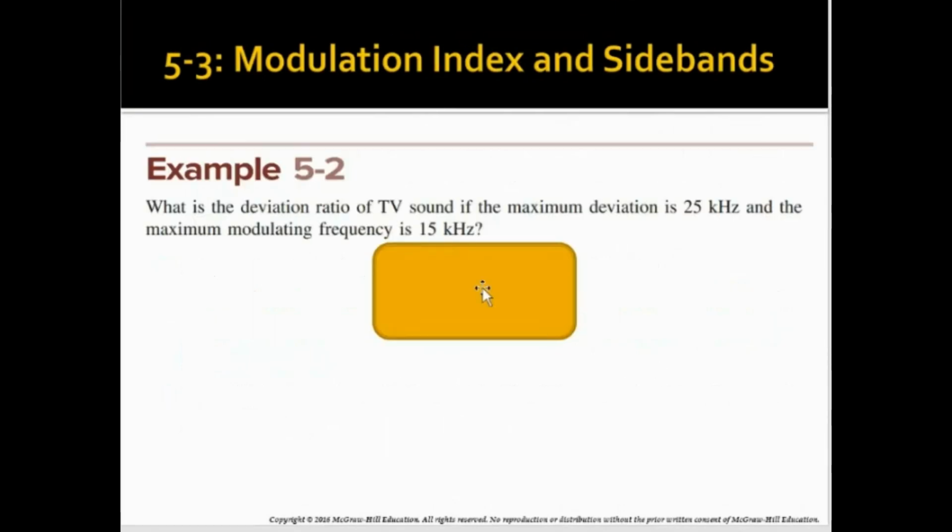So let's have one example. What is the deviation ratio of TV sound if the maximum deviation is 25 kilohertz and the maximum modulating frequency is 15 kilohertz? Your carrier deviation is 25 kilohertz and the modulating frequency is 15 kilohertz. So our modulating index is 25 over 15. So we have 1.667 as our modulating index.